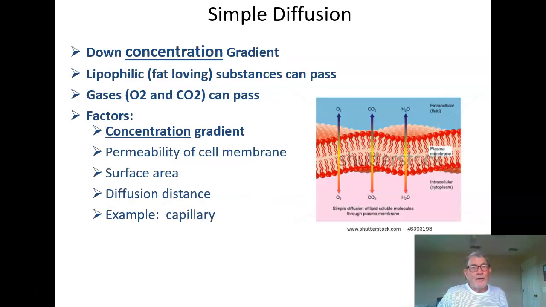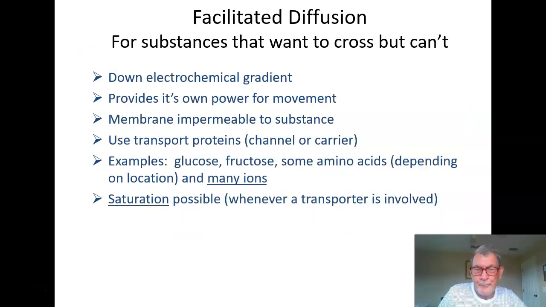Let's look at what these look like a little bit. Simple diffusion. You've got carbon dioxide. If you've got more here, it's going to go that way. If you have more water here, it's going to go that way. You've got oxygen, it's going to go that way. Okay, it's going down its gradient. It's simply going down the gradient because it can cross the membrane.